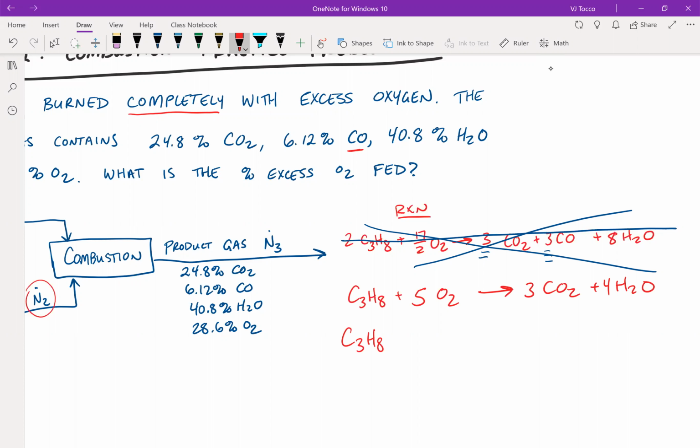And I'm going to have incomplete combustion as well. C3H8 plus O2 goes to CO plus H2O. 3 carbons, 3 carbons, 8 hydrogens, 8 hydrogens. 3 plus 4 is 7, so 7 halves O2. So this is my reaction network.